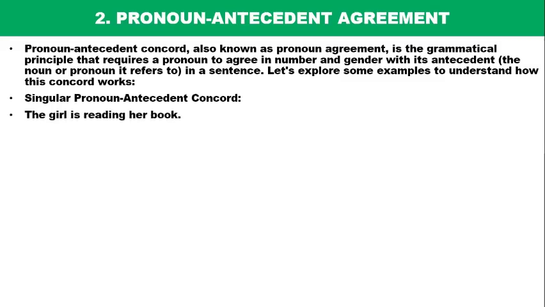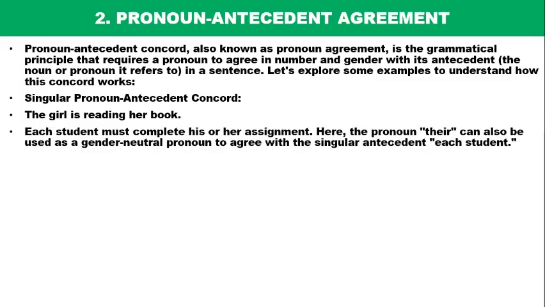Okay, for example, the girl is reading her book. In this sentence, the singular pronoun her agrees with the singular antecedent girl. The girl is reading her book. Now, the pronoun is her, the antecedent is girl. So, you know, the pronoun must agree with its antecedent. Okay, that's the rule of concord there.